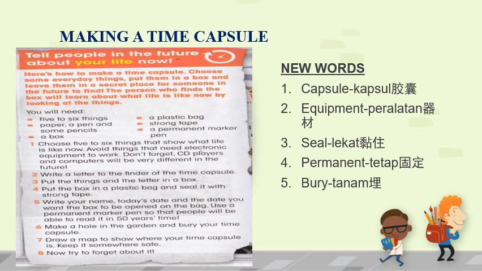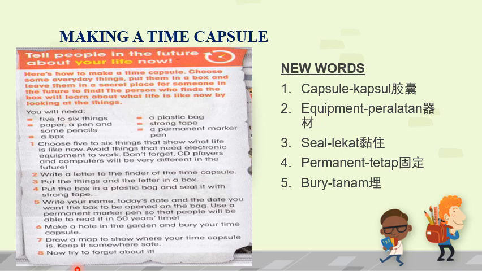Here's how to make a time capsule. Choose some everyday things, put them in a box, and leave them in a secret place for someone in the future to find. The person who finds the box will learn about what life is like now by looking at the things. You will need 5 to 6 things: paper, a pen and some pencils, a box, a plastic bag, strong tape, a permanent marker pen. Choose 5 to 6 things that show what life is like now.